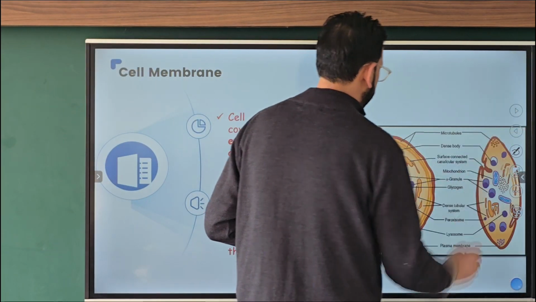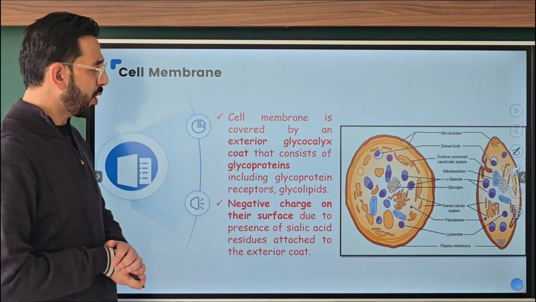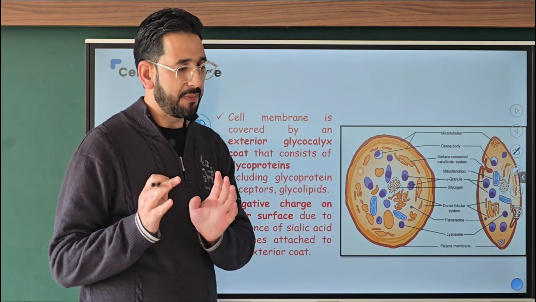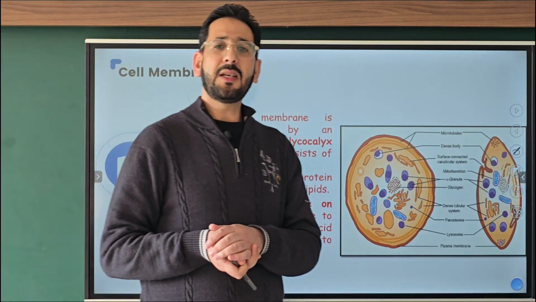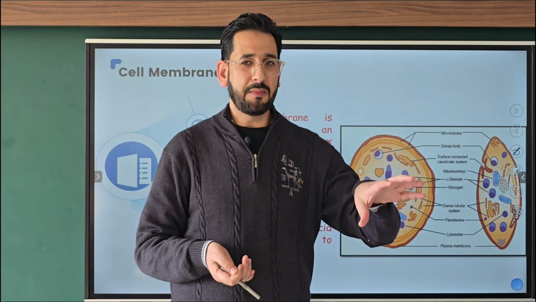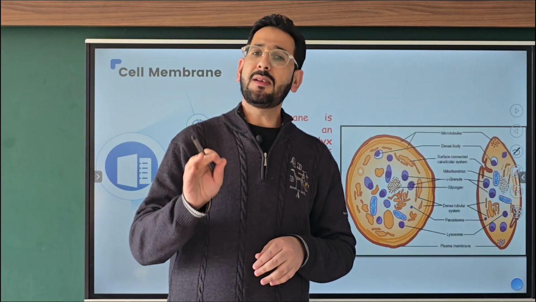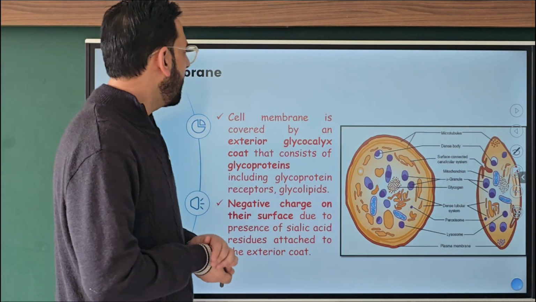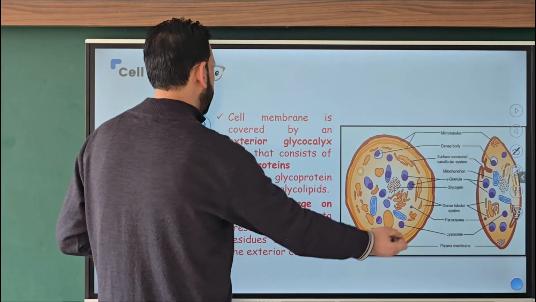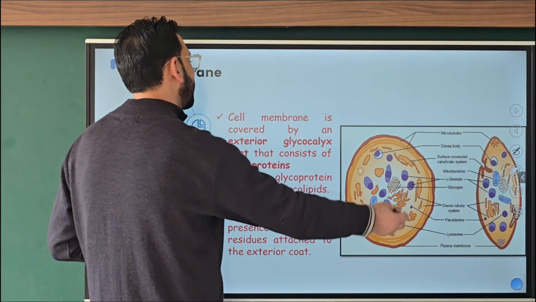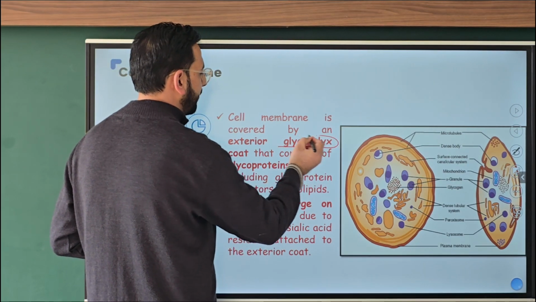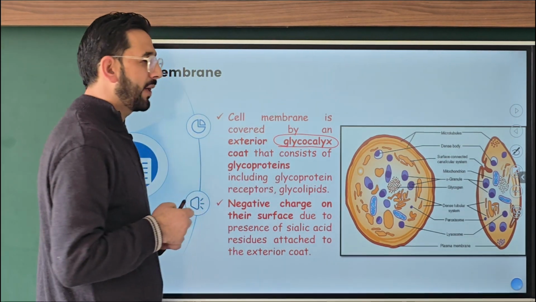Now let's first talk about the cell membrane of the platelets. It is definitely a phospholipid bilayer, like the cell membrane of other cells. But there is an important thing: this cell membrane is covered by an exterior coat, and that is called the glycocalyx.